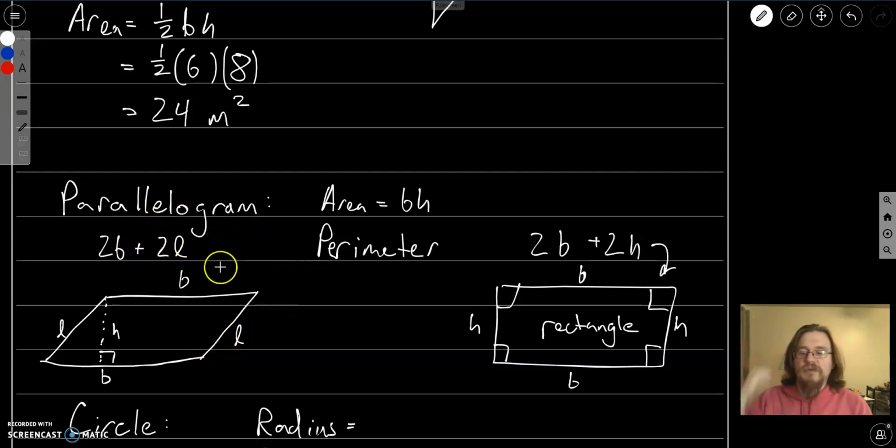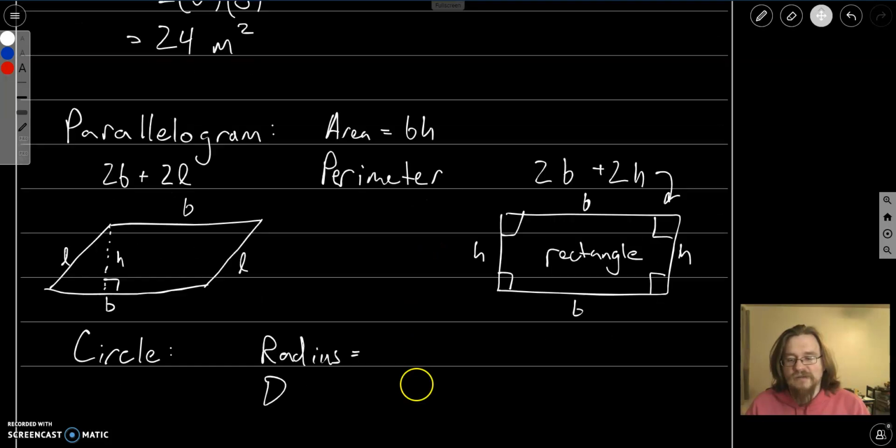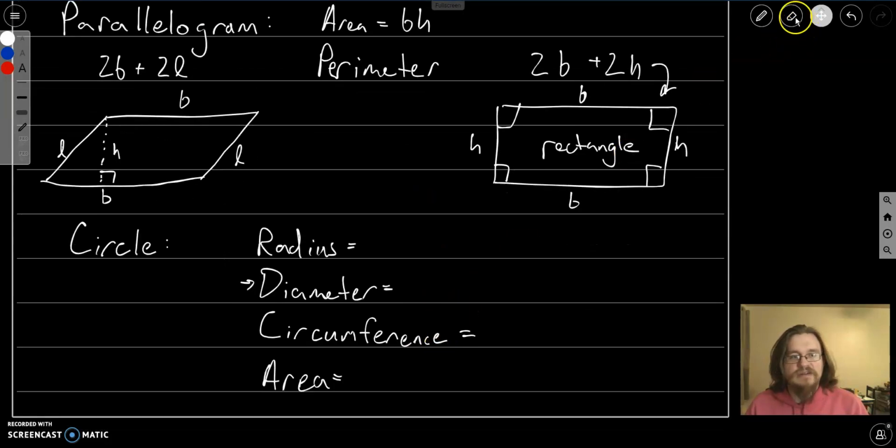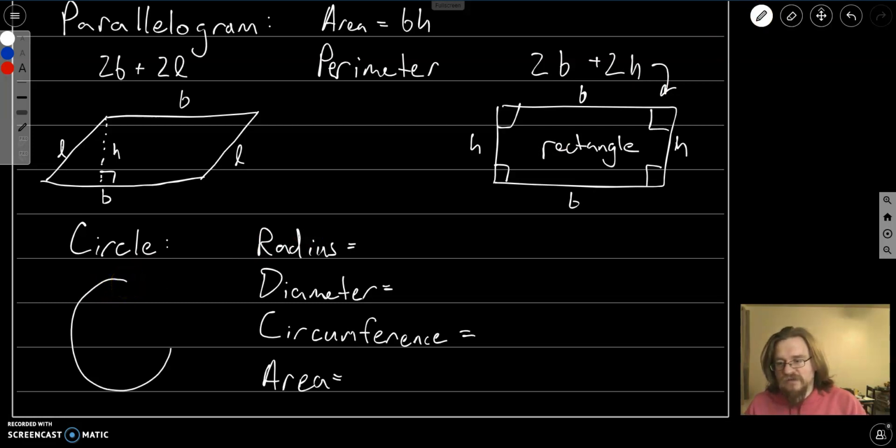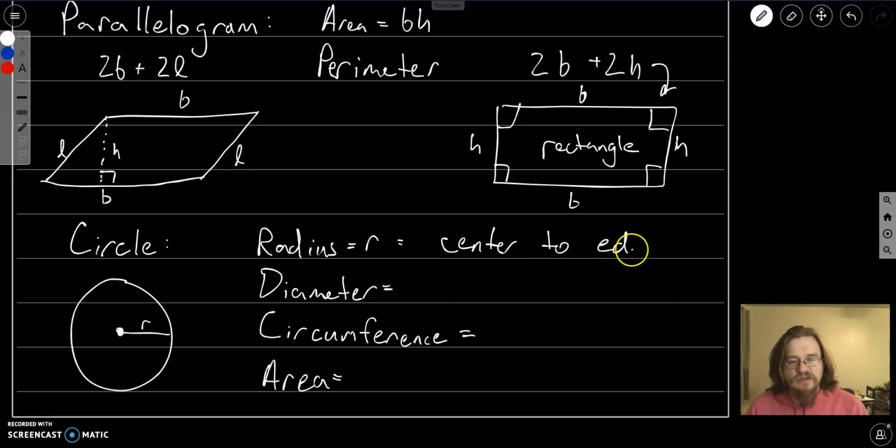Again, perimeter is just adding up the length of the outside, which you just have to be told what all those lengths are. The last one that I'll talk about is the circle. So a circle, we'll know what this looks like, and there are a few terms that we'll want to know with this. The radius of the circle is the distance from the center to the outside. So if I call the radius r, it's going to be the distance from the center to the edge of the circle.